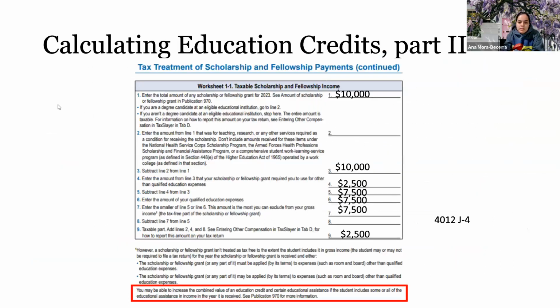This one is helping us calculate, sorry, my little viewfinder, I can see everybody's in the way. So this one is calculating the education credit.